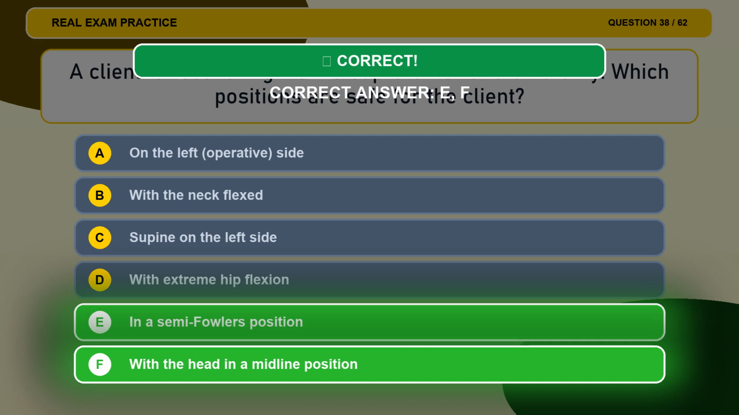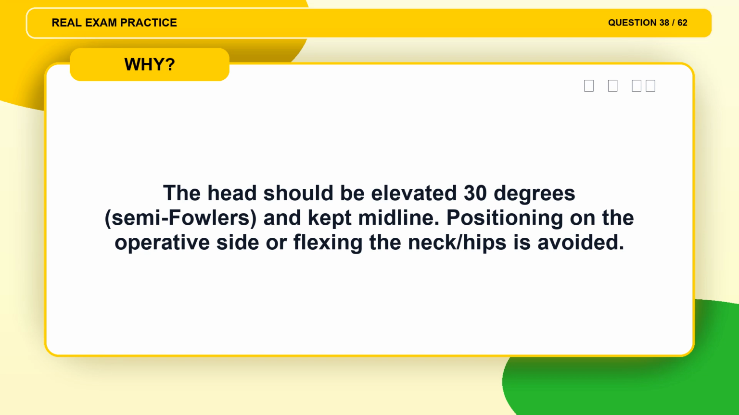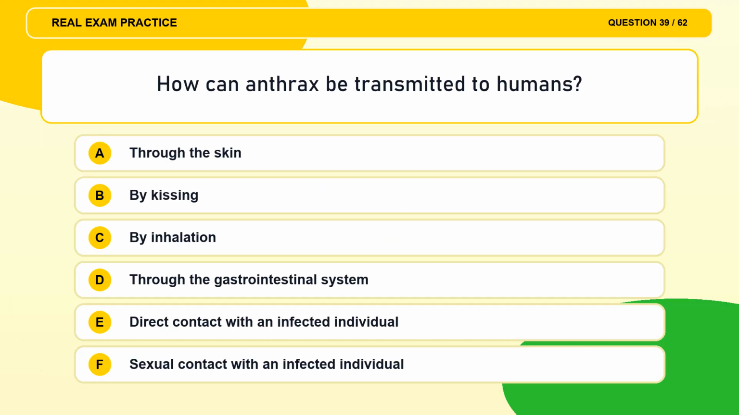The correct answers are options E and F, in a semi-Fowler's position, with the head in a midline position. The head should be elevated 30 degrees, semi-Fowler's, and kept midline. Positioning on the operative side or flexing the neck/hips is avoided. Question 39. How can anthrax be transmitted to humans?